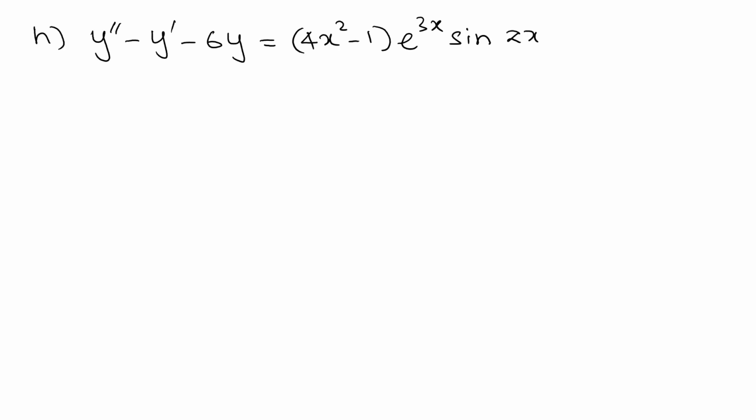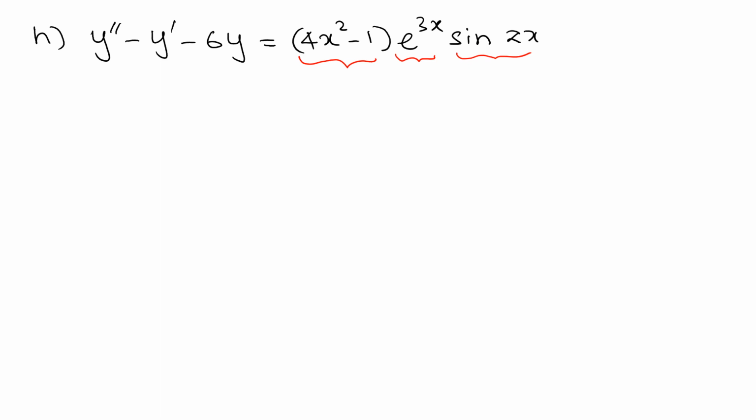So as the next one, we have y double prime minus y prime minus 6y. That part is the same, with the same yc. And on the other side, we have (4x squared minus 1) times 3 e to the 3x times sine 2x. So we have three terms. What we do is write the three forms and multiply them together. That's how we do it. It doesn't matter how many terms we have, just do the same thing.